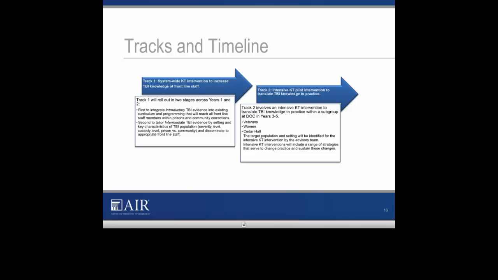So we'll be identifying a target population and implementing a KT intervention that will be defined with DOC staff, but will focus on helping those staff understand and implement practices that improve the interaction with offenders with TBI. And so that's our project.